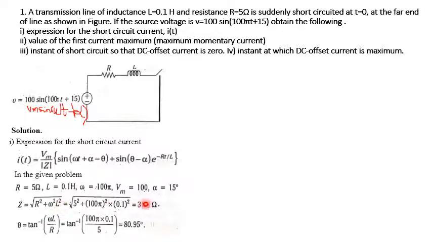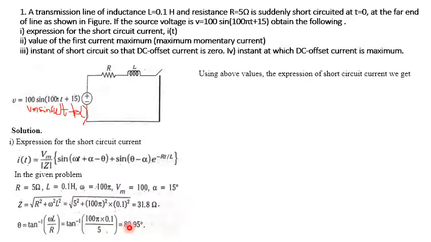Substitute this value, we will get 31.8 ohm. It is in terms of ohm. And also the power factor angle, we know that theta is equal to tan inverse of omega L by R. Omega is 100 pi, L is 0.1, R value is 5, we will get 80.95 degree.